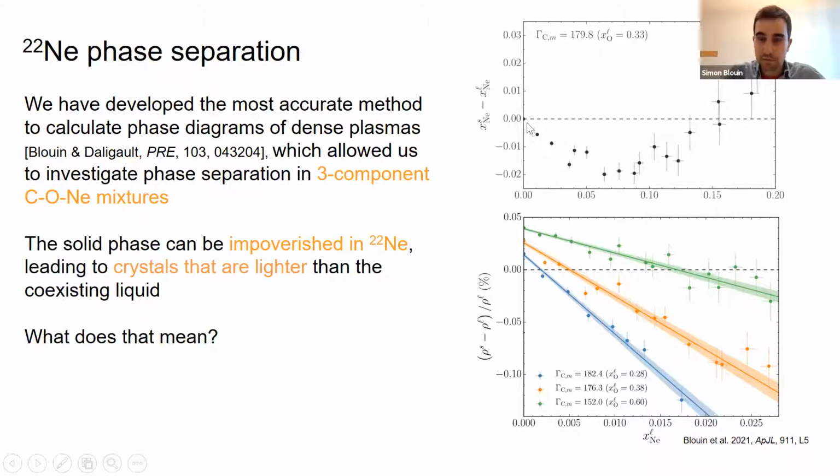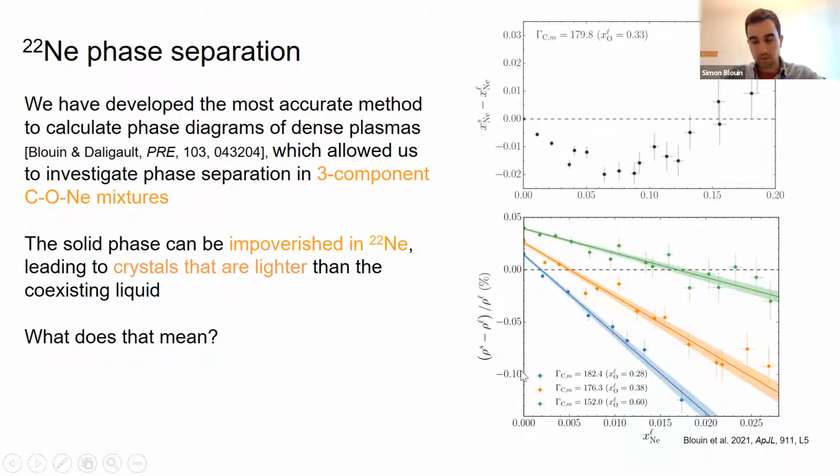And what we found, very interestingly, is that there is a large range in the parameter space where the solid crystals are impoverished in neon compared to the liquid phase. So that's what this plot is showing here. And if you have crystals that are poor in neon-22, then it also implies, under some conditions, that those crystals will be lighter than the liquid in which they form. So that's what the bottom plot is showing here.